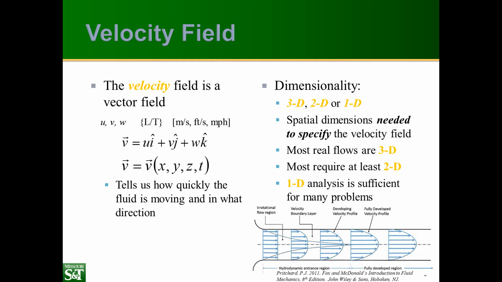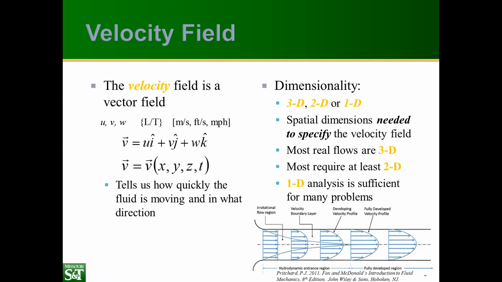Now, this flow can be considered 3D, 2D, or 1D, and this depends on the number of dimensions required to determine the velocity field, not the number of components to the vector. So most real flows are 3D. You have to know the x, y, and z coordinate to determine the behavior of the flow. Most engineering analysis requires at least 2D analysis to get the complete picture.